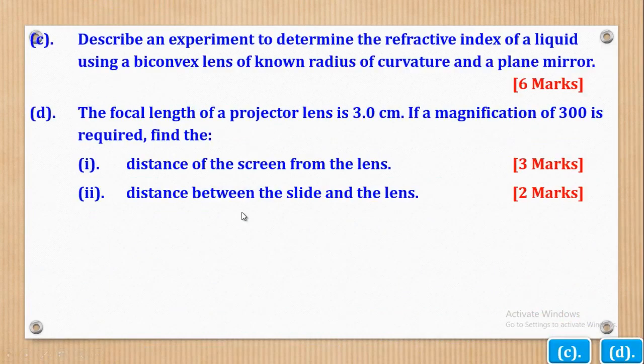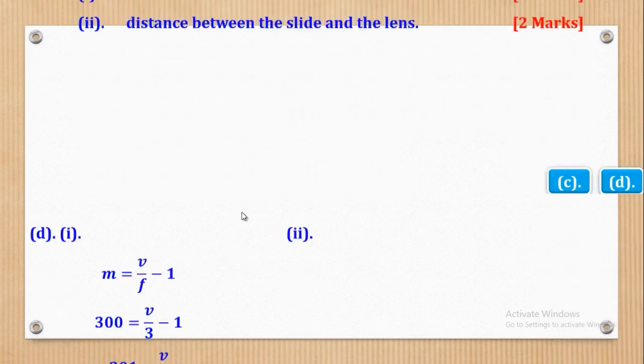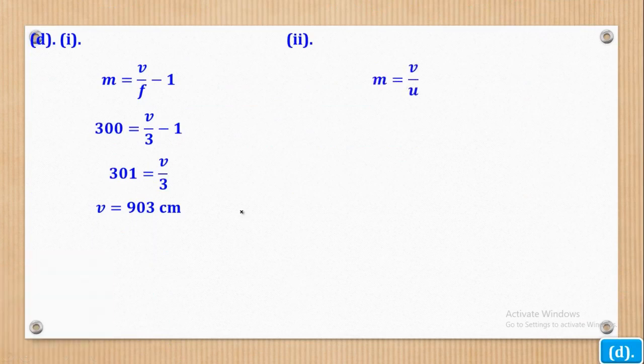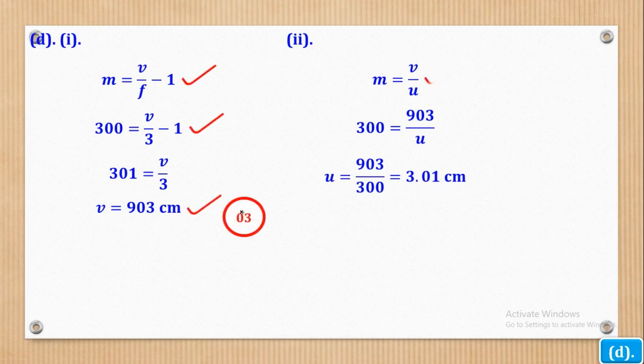Then Roman 2, the distance between the slide and the lens. But remember, the screen is where the image is formed. Therefore, the distance between the screen and the lens is the image distance, and the slide is where the object is. Therefore, the distance between the slide and the lens will be the object distance. So here comes that m is equal to v over u. Therefore, substitute for m, substitute for v, and make u the subject. So that is how marks would be awarded.